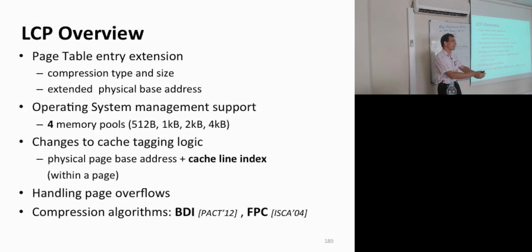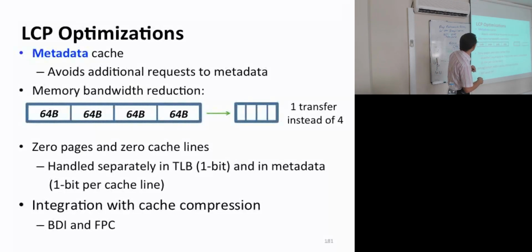For example, you can write to a page, and now the page becomes uncompressible. So you need to handle that case, right? And the memory controller will handle that. And you can actually use different compression algorithms. And we're going to use BDI and FPC. Again, BDI is simple. FPC is more complex.